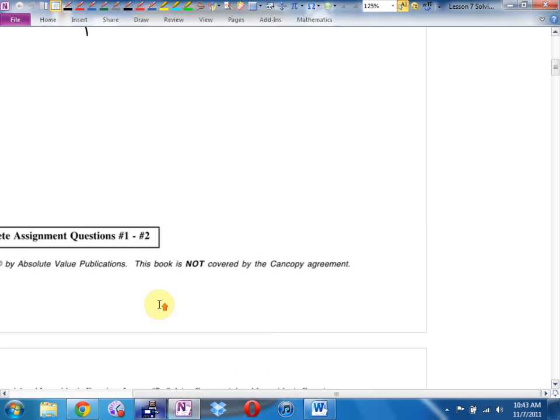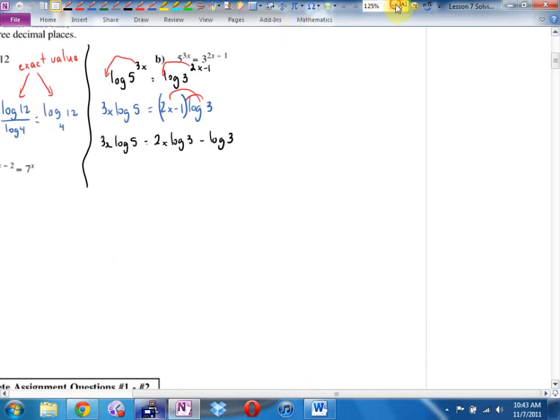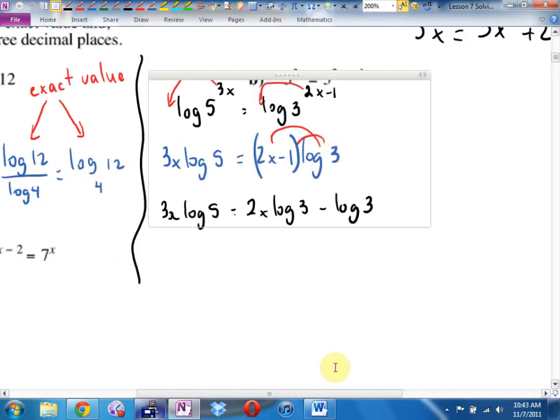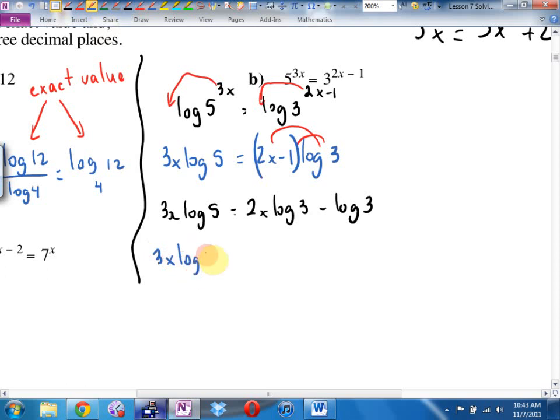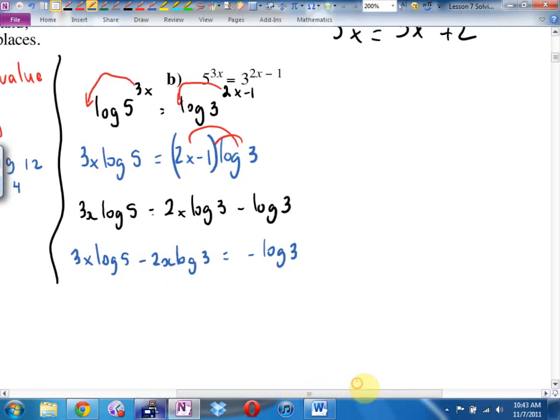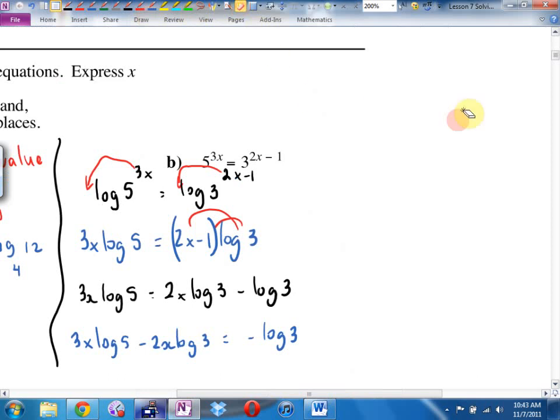How would I move this over then, Holly? Subtract, or if it was negative, I wouldn't subtract, I would add. But I'm going to subtract. I'm going to get all my x's to the same side. That's going to give me 3x log 5 minus 2x log 3 equals negative log 3. In fact, I would argue that so far, after this line, it's all been math 9. Ugly math 9, yes, but math 9.